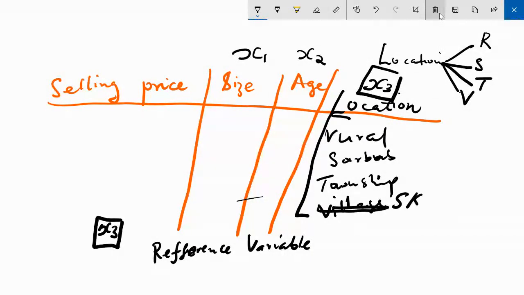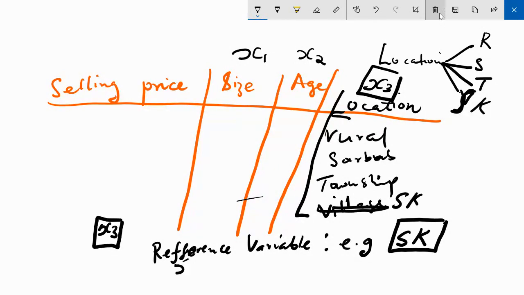SK, squatter camp. So I want to change this one to SK, because already we have the suburbs there, so that you can see the difference. Since we have four options, we must take one of these four options to be a reference variable, e.g. SK. Let's say SK is our reference variable.